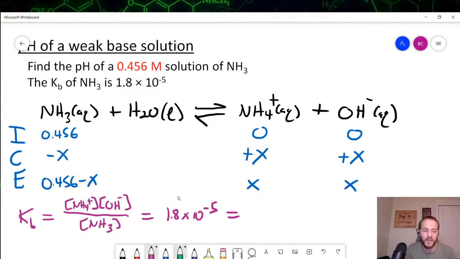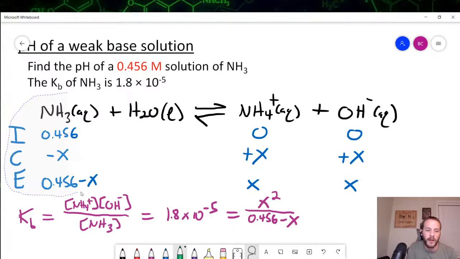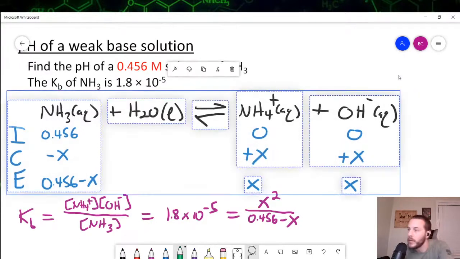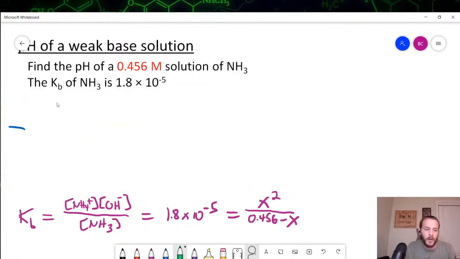So what does this look like? Well, NH4 plus and OH minus are both X, and so the numerator of this will become X times X. I'll just write that as X squared. And then in the denominator, we have the concentration of NH3, which is 0.456 minus X. So now that we have our quadratic equation, what I'm going to do is take the ICE table and delete it so that I can make myself enough room to continue the rest of the calculations that we have to do.